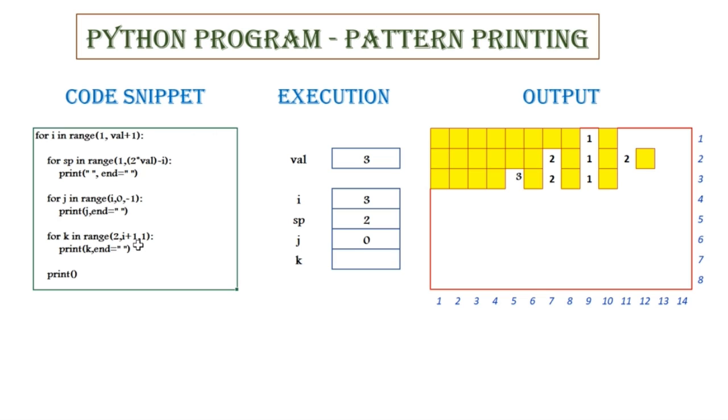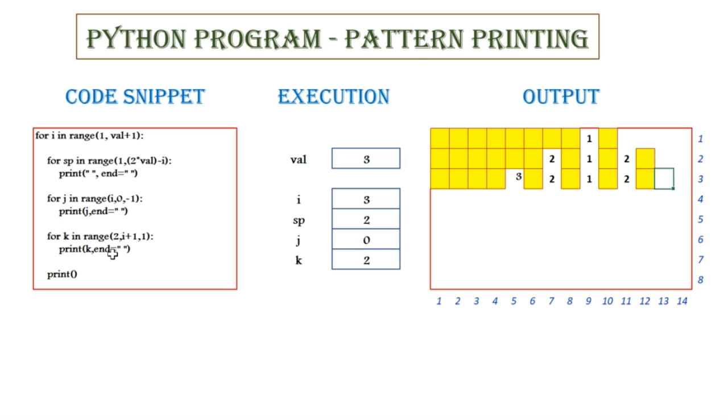The value of I currently is 3. So 3 plus 1 is 4. So from 2 to 4 and it gets incremented by 1. So first k will be printed followed by a blank space. The value of k currently is 2. So 2 gets printed followed by a blank space.